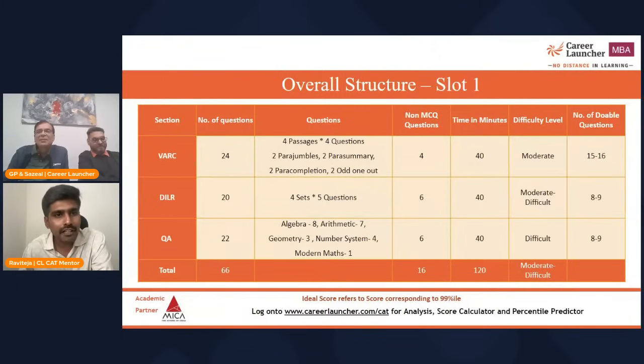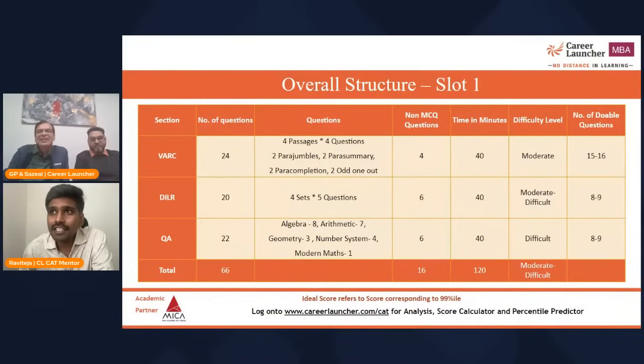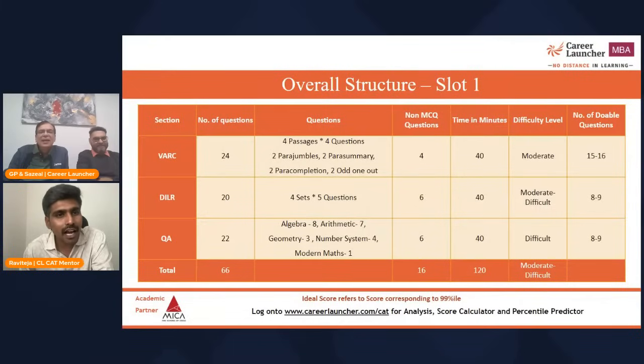Coming to VA, there was one surprise element: in the 2021 CAT, the type of questions were odd sentence parajumbles, like odd one out questions, mixed up with parajumbles only. Correct. What I was able to see in this paper that I took is that I didn't see any kind of jumbling in the order also.